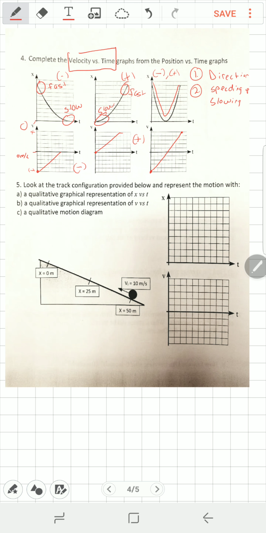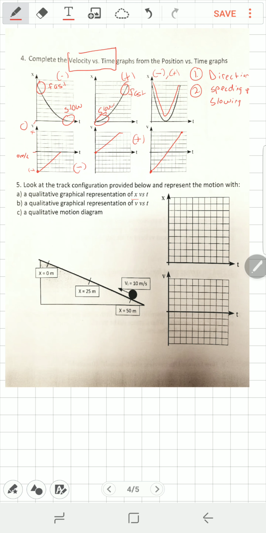Number 5, look at the track configuration provided below and represent the motion with 1, a qualitative graphical representation of distance versus time, or position versus time. That's what the X means. A qualitative graphical representation of velocity versus time, and then a qualitative motion diagram. Those are 3 things, and they're all qualitative, which means no numbers. Let's do distance versus time first.